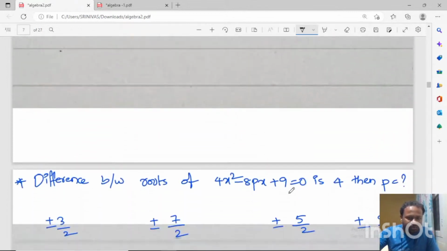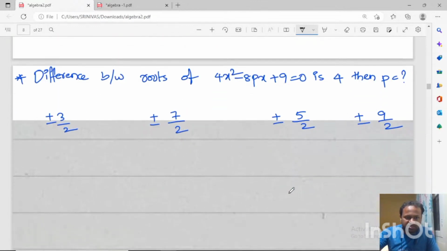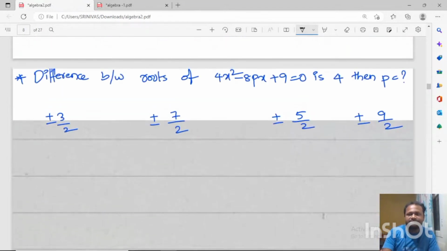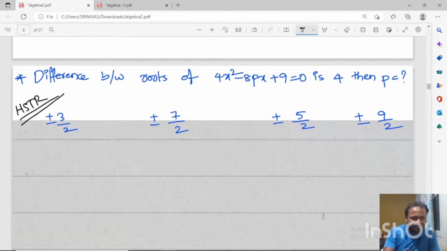Now I will be moving on. This is a previous problem. This is a previous HSTR question. So problems based on algebra will be easy. Just concentrate on it once for the last HSTR exam.